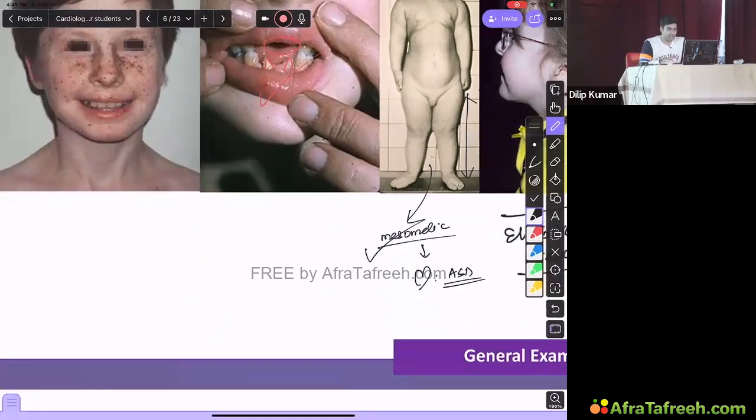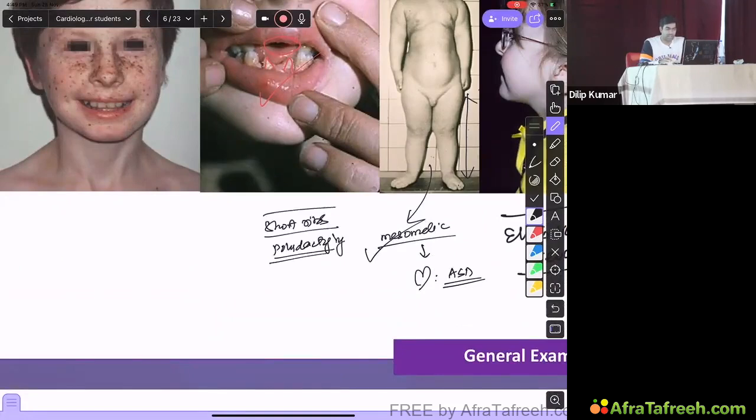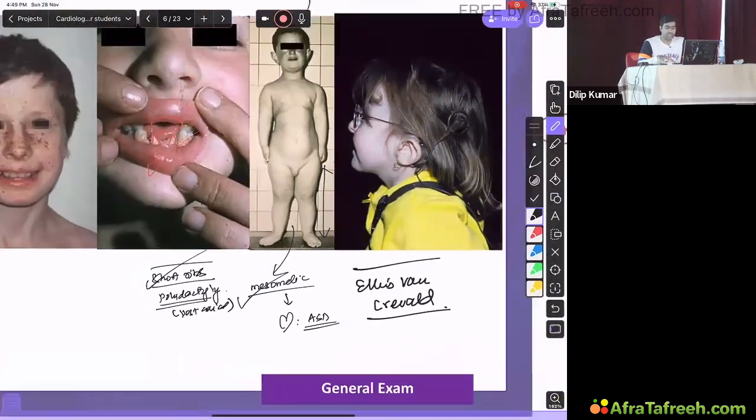Patients can have short ribs. Patients can have polydactyly. Polydactyly is again of two types, post-axial and pre-axial polydactyly. These patients will have post-axial polydactyly. Post-axial means outside the little finger. Pre-axial means near the thumb. That's called pre-axial polydactyly. These patients will have post-axial polydactyly, near the little finger. After the little finger, one extra finger may be there. So these are very common things: short ribs, short stature, dwarfism.